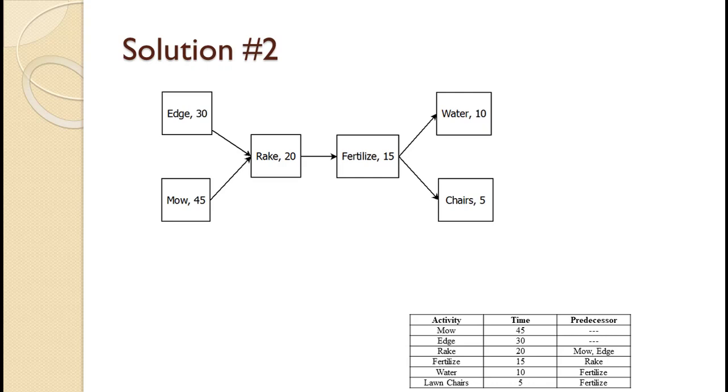The slide shows the resulting diagram. Edging and mowing have no predecessors. Raking has both edging and mowing as a predecessor. Fertilizing has raking as a predecessor. Both watering and replacing the lawn chairs have fertilizing as their predecessor. Note that this time the diagram is constructed with squares rather than circles.